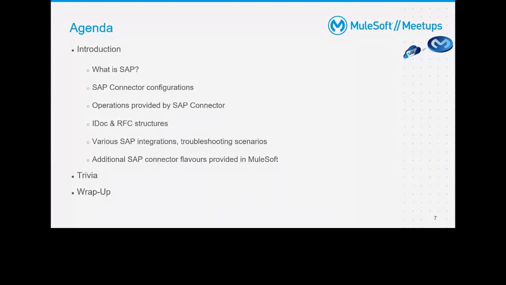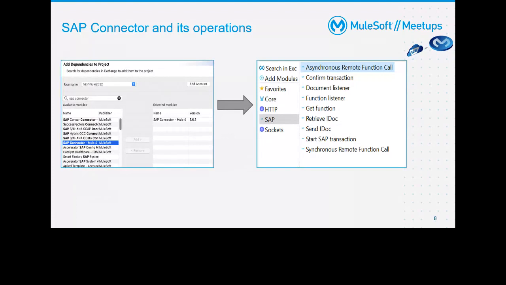So starting with it, you can download the SAP Connector from Exchange. Once downloaded from Exchange, you will be able to find it in your Mule palette and view all 9 operations supported by the connector.